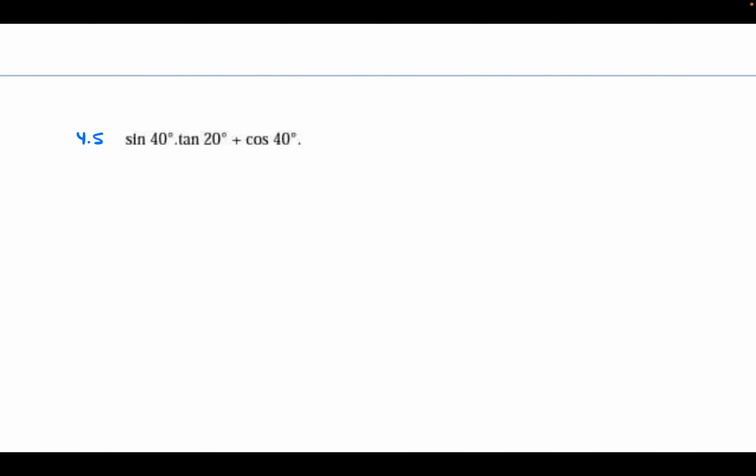Okay, this problem we are asked to do without a calculator. It would be very easy with a calculator. So I notice that we have 40 degrees and we have 20 degrees, which makes me think of the double angle formulas.